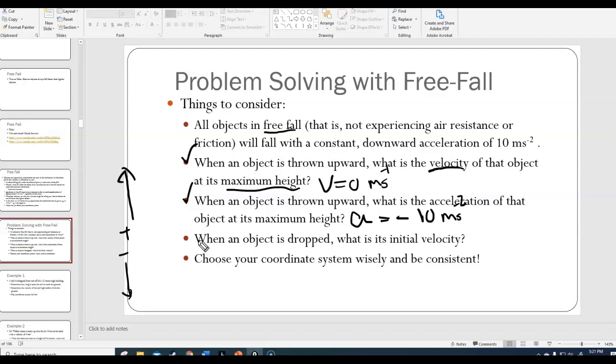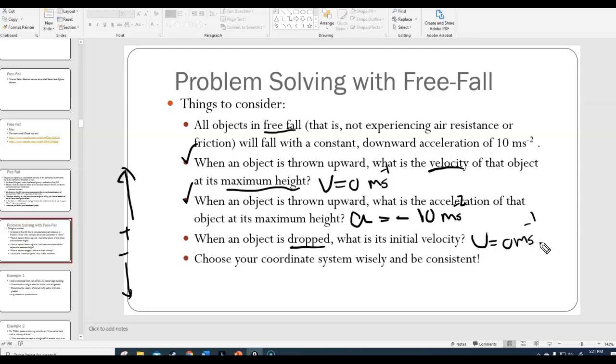And finally, the last question to consider: when an object is dropped, what is its initial velocity? If you imagine holding something in your hand, holding it out to the side and opening your hand and letting it go, how fast is it moving as it leaves your hand? And the answer to that question is 0 meters per second.